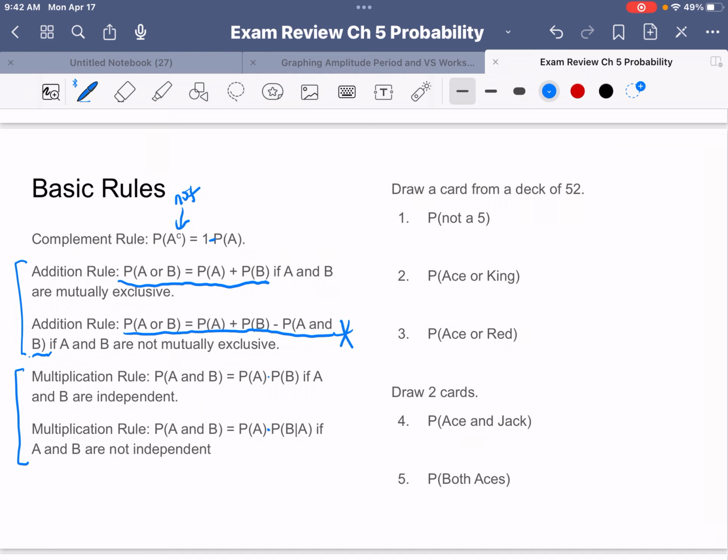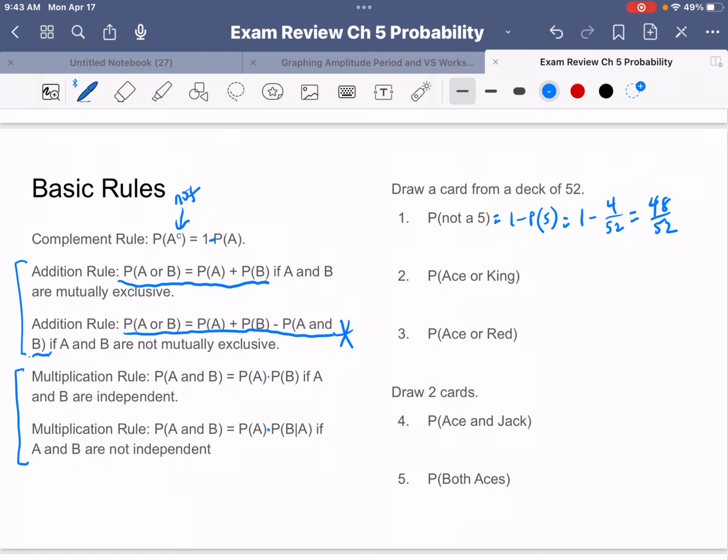So let's point out an example of each of these. Draw a card from a deck of 52 cards. What is the probability that it is not a 5? Well, that's equal to 1 minus the probability that it is a 5, which would be 1 minus 4 out of 52, because there are 4 5s in the deck. So that would be 48 over 52, and of course grab your calculator and get a percent.